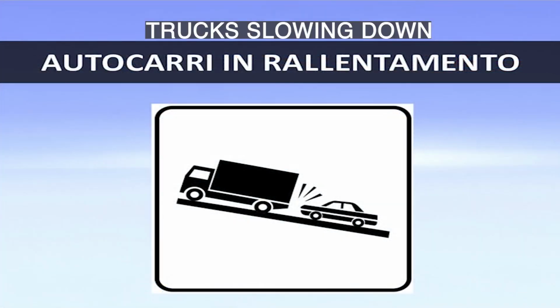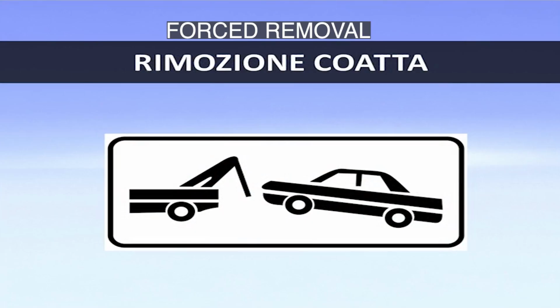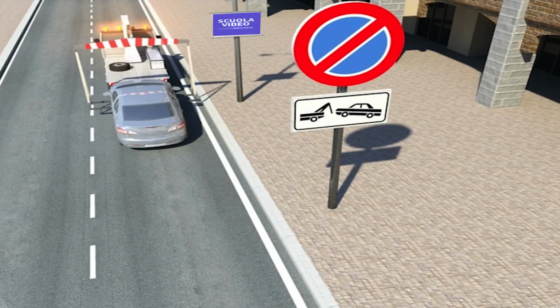Autocarri in rallentamento. Trucks or heavy vehicles driving at low speed. It indicates to circulate at a prudent speed to avoid accidents with trucks that are in front of us in slow motion, keeping a greater safety distance. Rimozione coatta. Forced removal. This supplementary panel indicates a no parking zone with removal of the vehicle, which can be taken away by the tow truck or locked with the jaws.